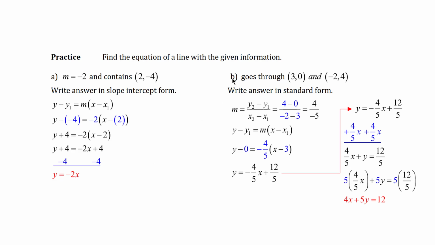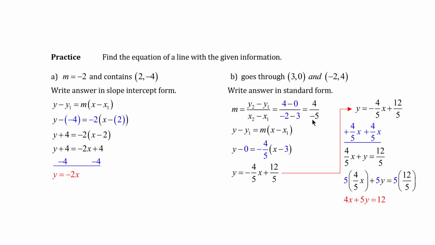Moving on to part B, the first thing we need to do is find our slope. 3, 0 will be my x1, y1. Negative 2 and 4 will be my x2, y2. Plugging in those values in my slope formula, we get m is equal to 4 minus 0 divided by negative 2 minus 3, which is equal to 4 divided by negative 5.